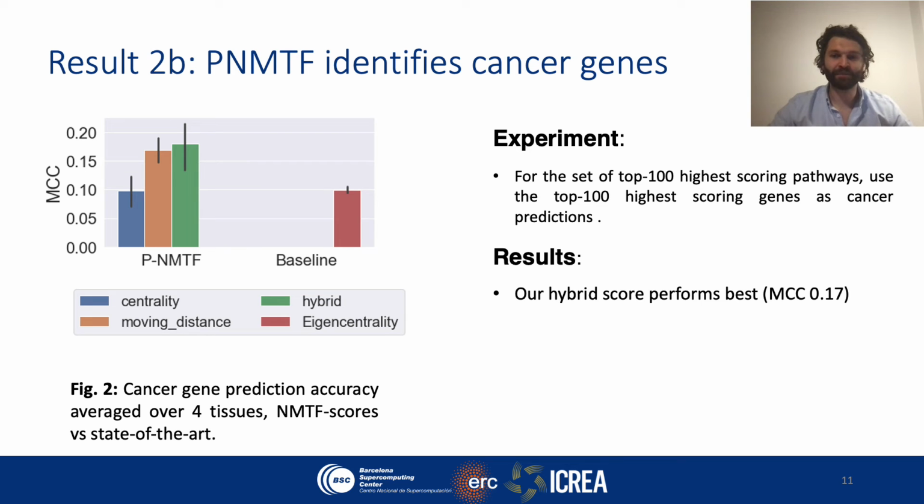Having shown that we can predict cancer-related pathways, we move on to predict cancer-related genes within those pathways. So within the set of top 100 highest scoring pathways, we predict 100 top scoring genes as being cancer related for each of our NMTF heuristics. Again, we see that we outperform the state of the art. In this case, it's the classical eigencentrality, which predicts cancer related genes based on their importance, their topological importance in the PPI network.